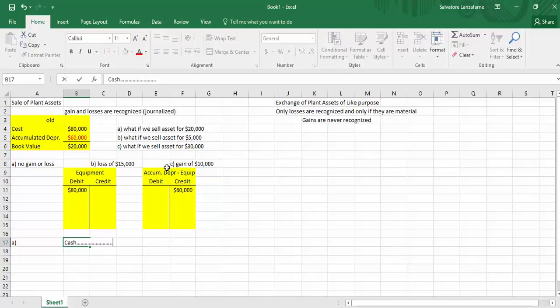The accumulated depreciation has to come off the books because we no longer have this equipment. I can't get rid of the equipment and still have the accumulated on the books. It doesn't make any sense. If I get rid of the asset, I can't still have the contra asset. It's going to contra nothing. So the accumulated depreciation must be removed from the books as well. So we'll do that. We'll debit the accumulated depreciation.